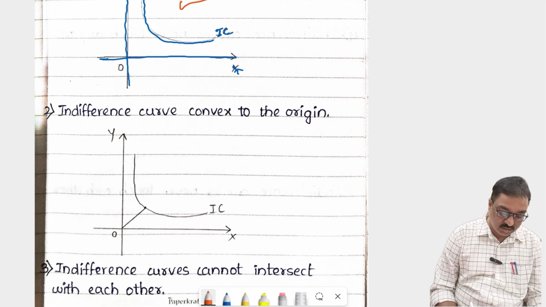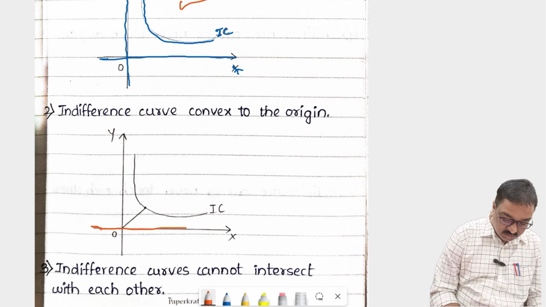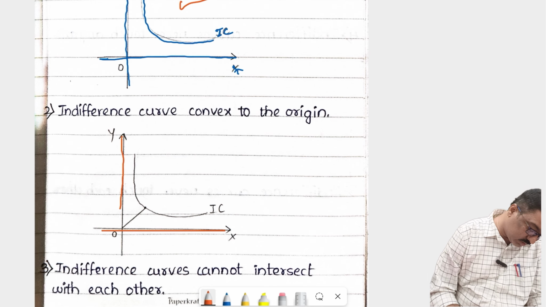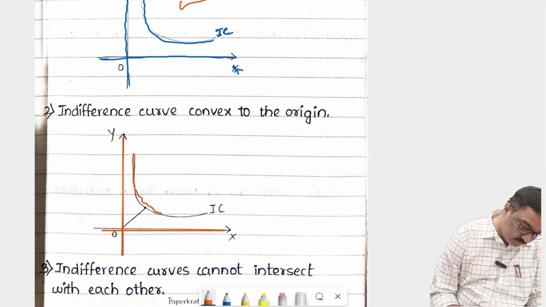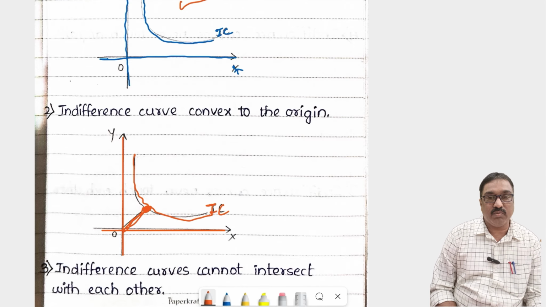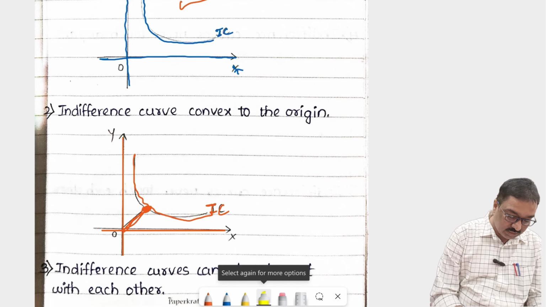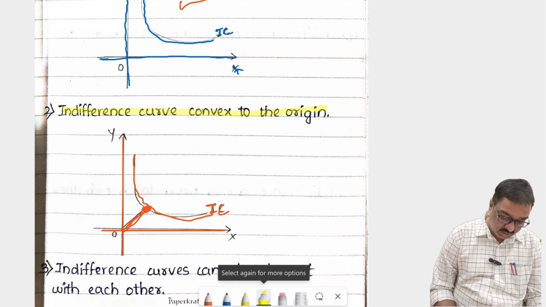And second, indifference curves are convex to the origin. This is the x-axis, this is the y-axis. Here the indifference curves are always convex to the origin. This is one property of the indifference curve: it is convex to the origin.